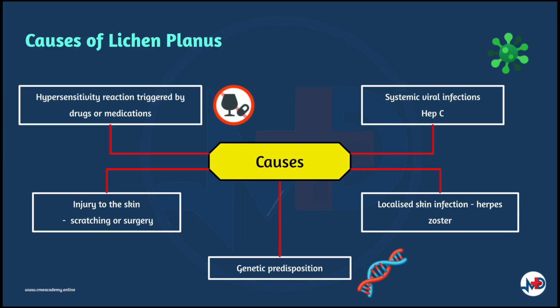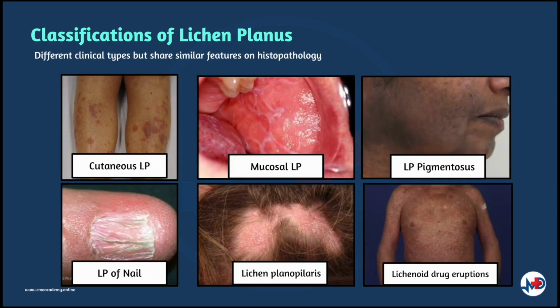Contributing factors of lichen planus are hypersensitivity reaction triggered by drugs or medication, systemic viral infections including hepatitis C, and localized skin infections such as herpes zoster infection. Injury to the skin due to scratching or surgery and genetic predisposition also increase risk of lichen planus. Lichen planus has different clinical types, but they share similar features of histopathology. Its classifications are cutaneous, mucosal, lichen planopilaris, lichen planus of the nails, lichen planus pigmentosus, and lichenoid drug eruption.